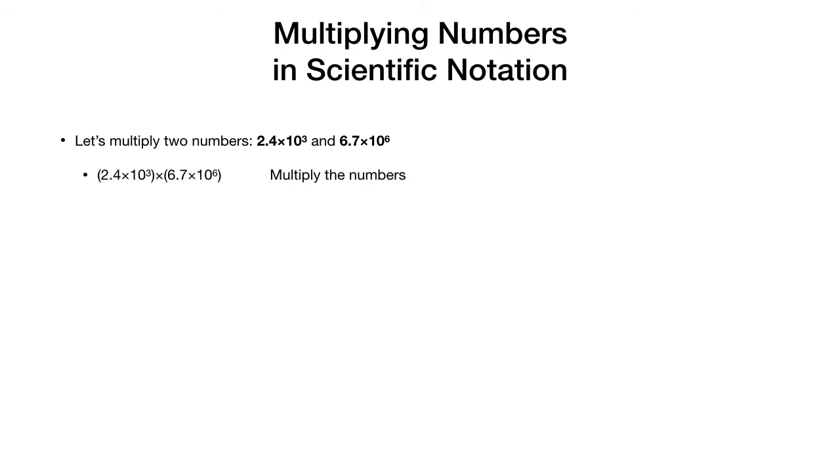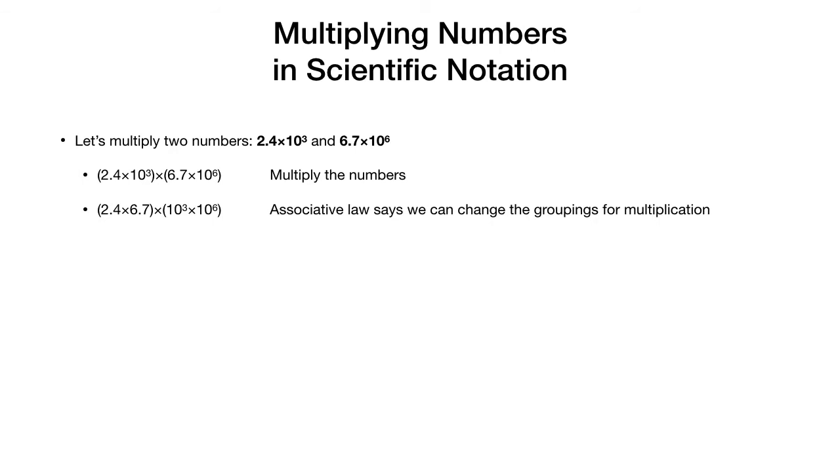So we're going to start by just writing out the fact that we're going to multiply the numbers. I'm going to put a multiplication sign between them. Now, if you remember, there is a law in multiplication called the associative law. And that means that we can change the groupings. In fact, it's the combination of the associative and the commutative law.